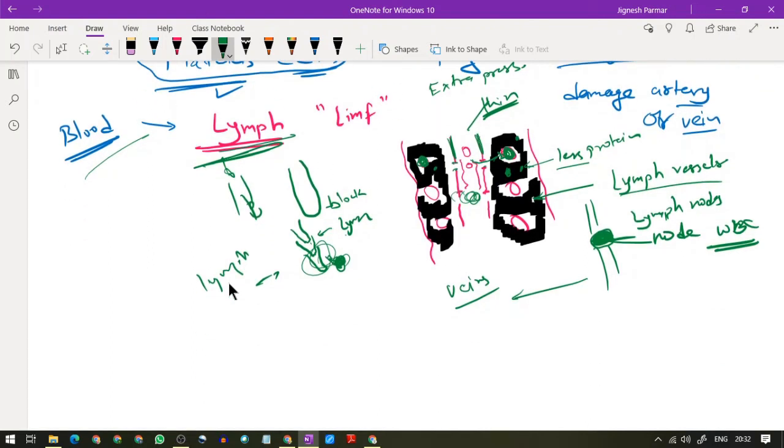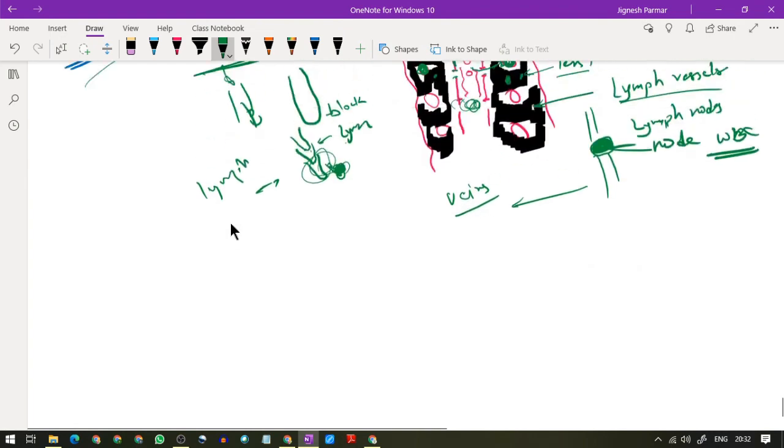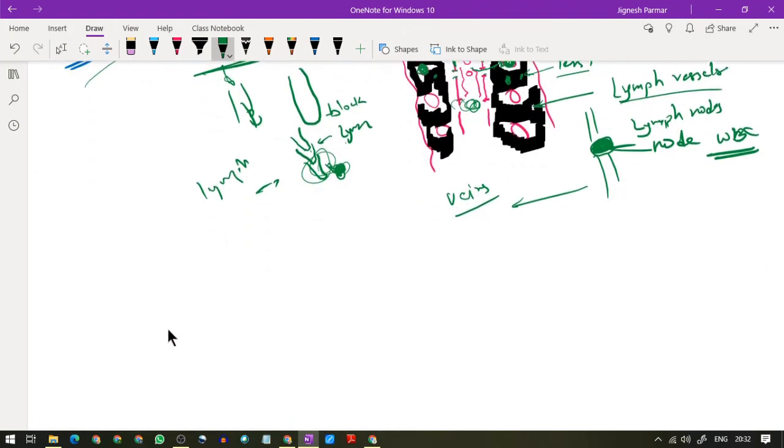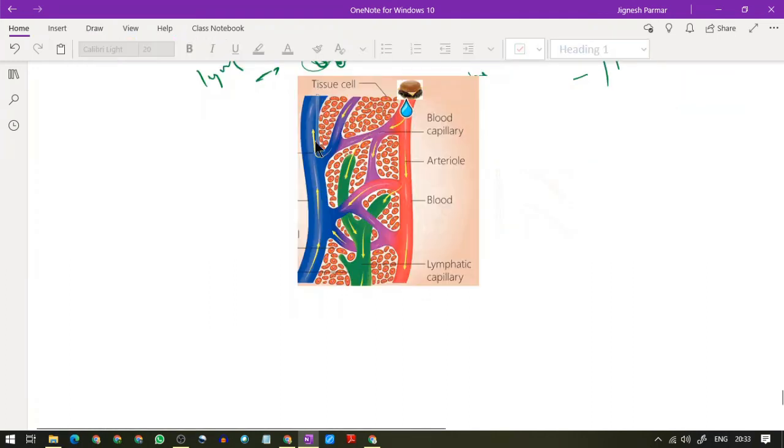Okay, let us see the last one which I would like to share with you. One small picture. Right now this is the picture which I am talking about. Look here, this is the food which comes along with the blood capillary. Guys, you can see here, that is a blood capillary.